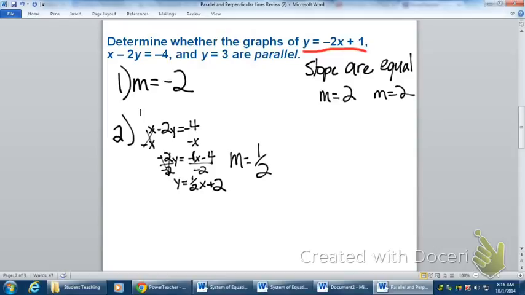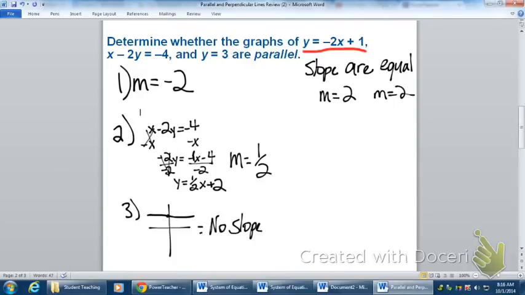Last one we need to look at is the third equation. Now that third one is just y equals 3. What's the slope? There is no slope. If you graph y equals 3, you would have a dot right here for 3, and the line would be a straight line. So that would be no slope. So looking at these 3 slopes, we have a negative 2 slope, we have a 1/2 slope, and we have a no slope. Are any of these lines parallel? No. They are not.